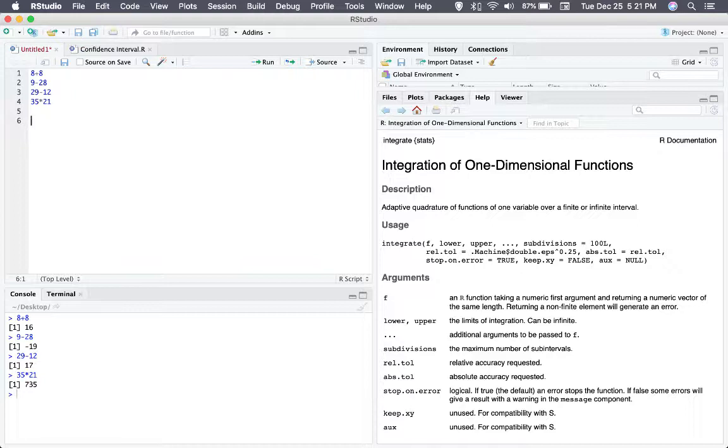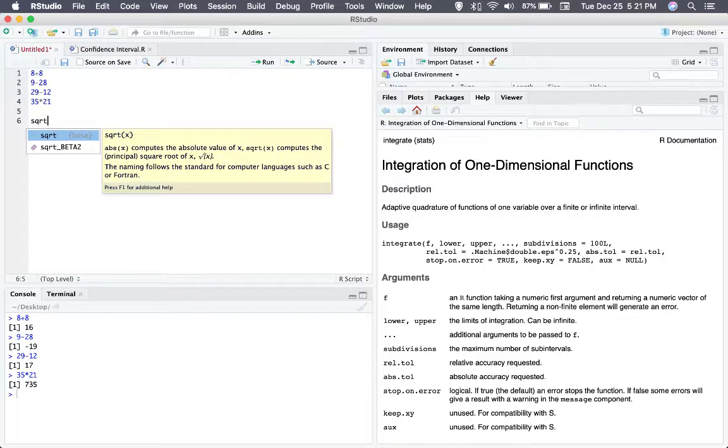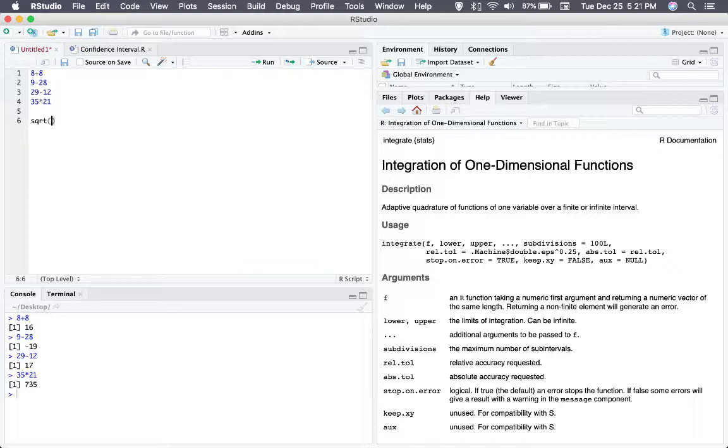How do we find the square root of any number? So type SQRT, and then a bracket, and write down the number you need to find the square root of. I say 36, and then click on run. You will get the answer 6.